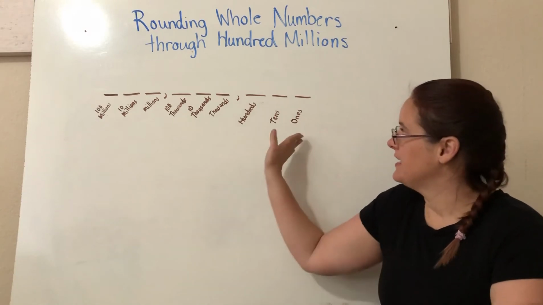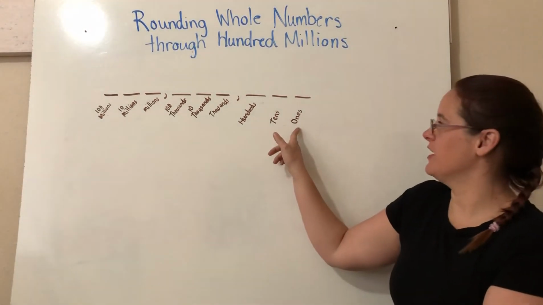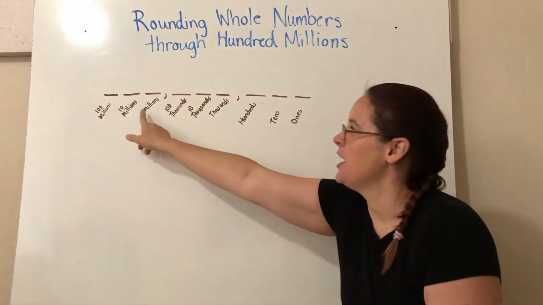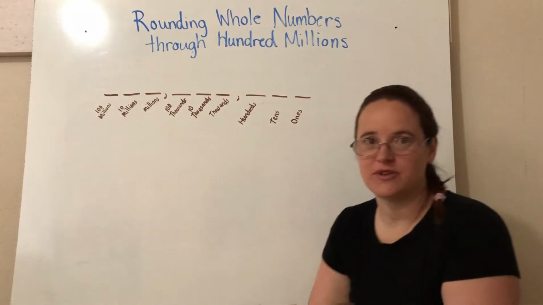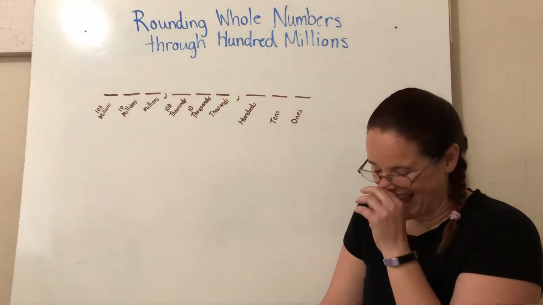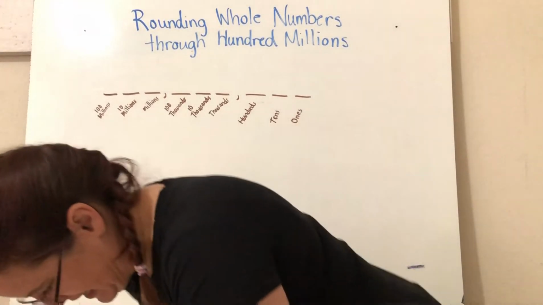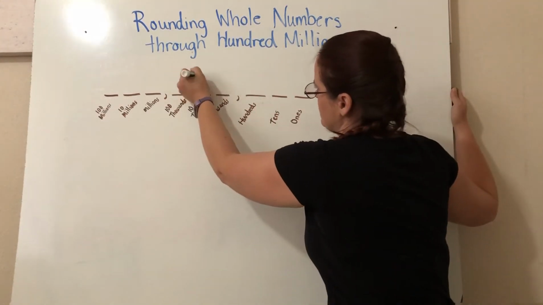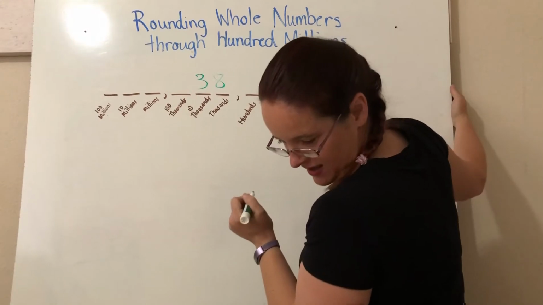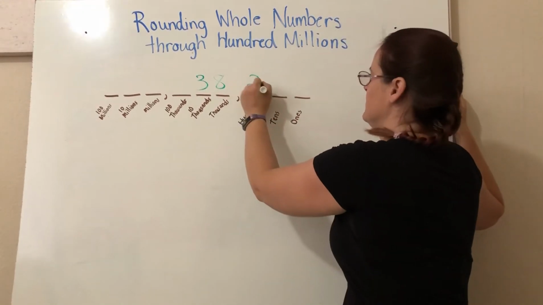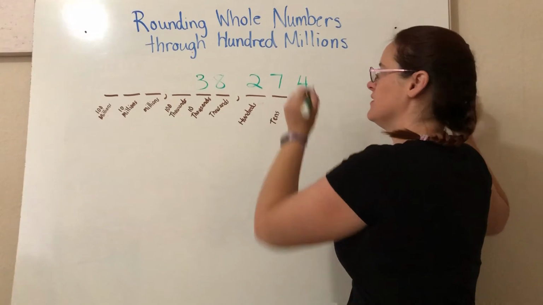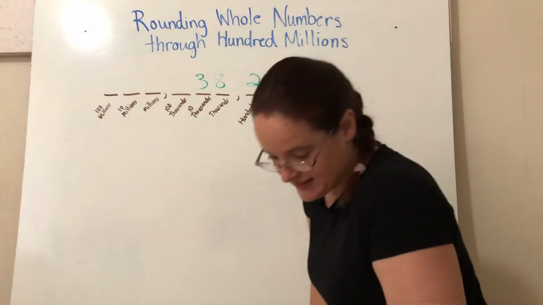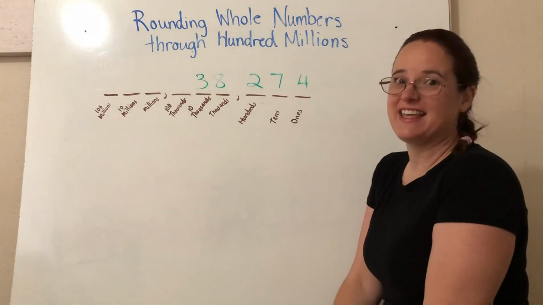So here's all of our place values. We've got ones, tens, hundreds, thousands, 10,000s, 100,000s, millions, 10 millions, 100 millions. So if I have a number, let's say, we'll start with one that we know. Let's say 38,274. Okay, so I've got this number and it tells me to round to the nearest 10,000.